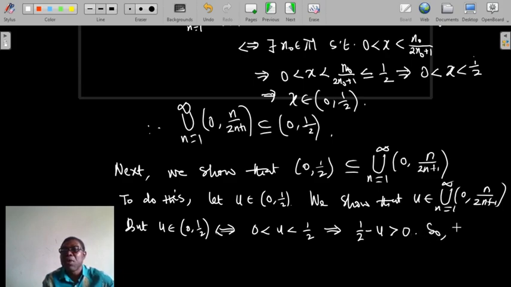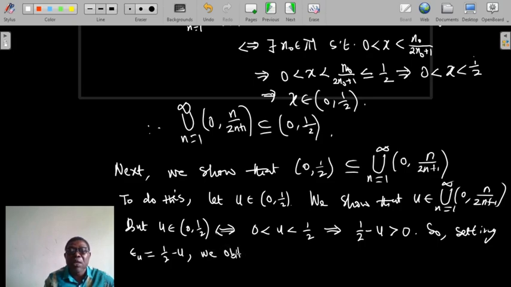So, setting epsilon u equals half minus u, we obtain that epsilon u is greater than 0 from here. Now, what's the essence of this?